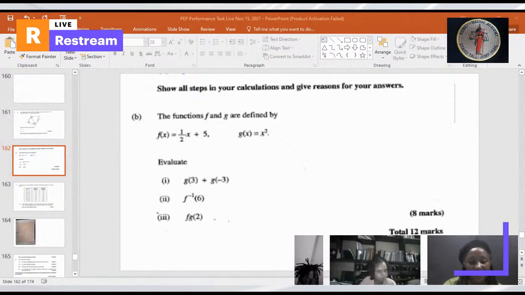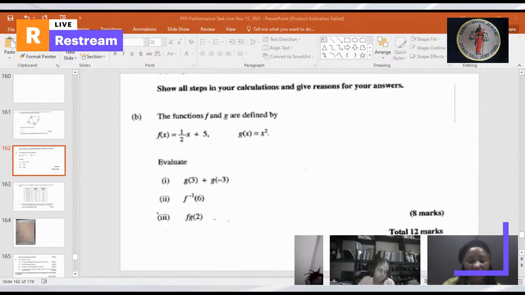The next step is to interchange the x and the y. So we would have x is equal to half y plus 5. And remember, another way of writing half y is y over 2. So x is equal to y over 2 plus 5. Now we're going to isolate the y. We want y by itself.